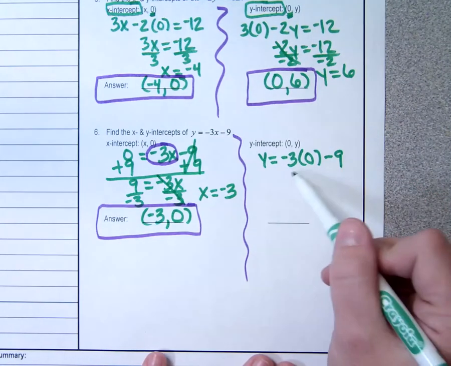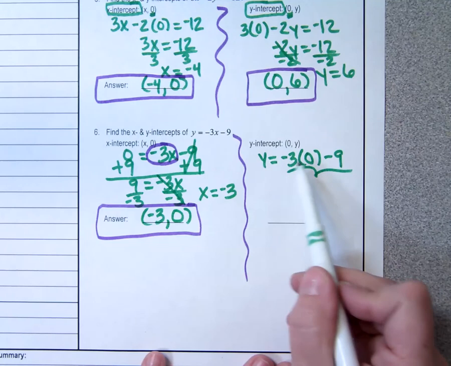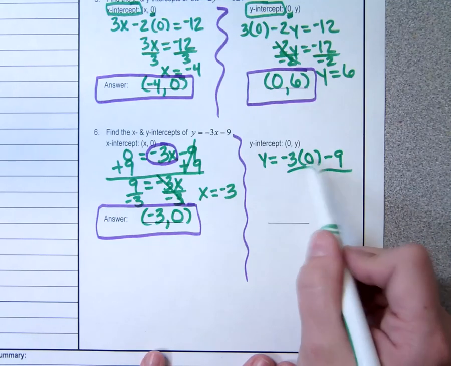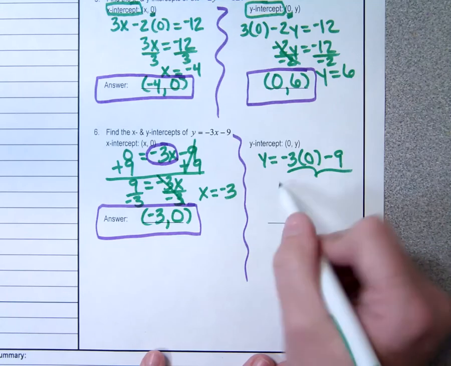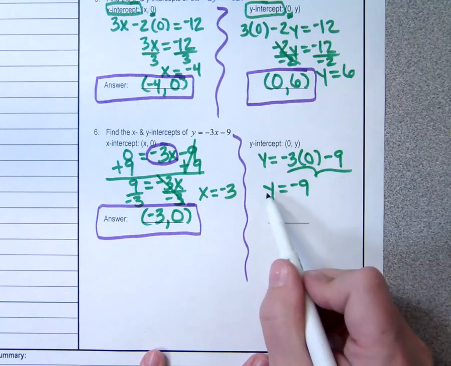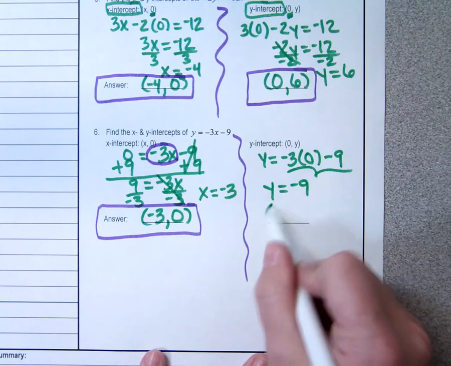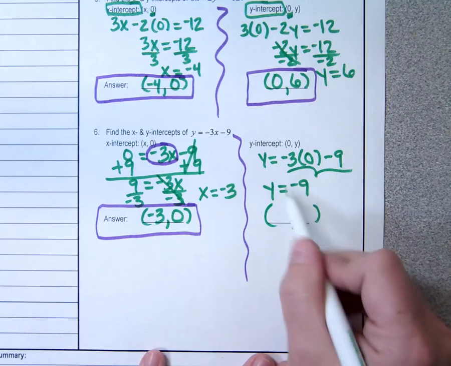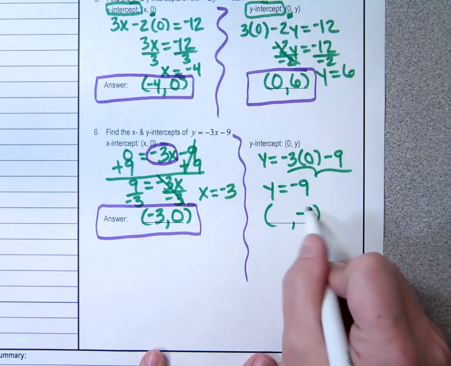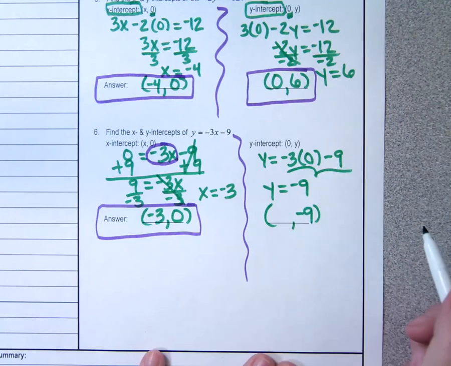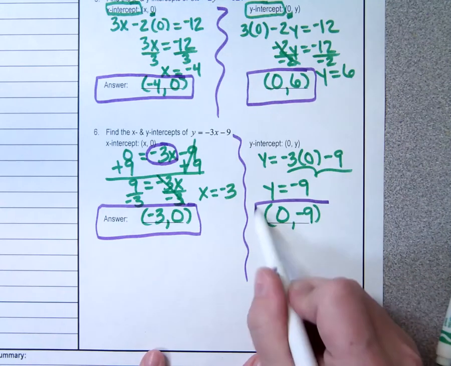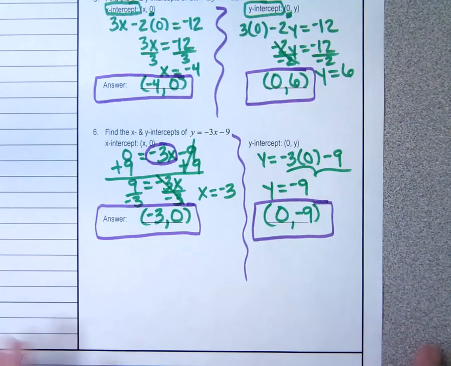Now to solve for y, all I have to do is work this side out. So what is negative 3 times 0? 0. And what's 0 minus 9? Negative 9. So my y-intercept, I got an answer of y equals, so I'm good there. If this is the y, does it go first or second? Second. And what was it that we put into the x? 0. So that is my y-intercept.